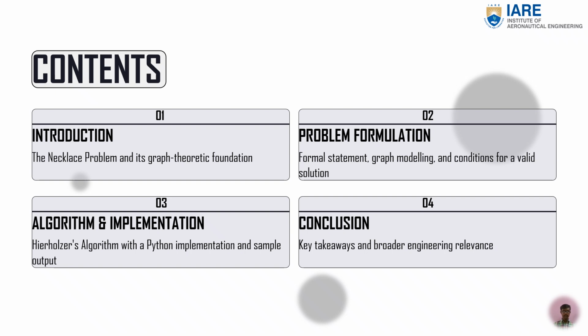So first of all, let's go through the contents. In the first place, I'm going to explain the necklace problem and its graph theoretic foundation. I'm going to introduce it to you. Next, the formal problem statement, the graph modeling, and the conditions for a valid solution, which all make up the problem formulation. I'm going to explain that. Next, Hierholzer's algorithm with a Python implementation and sample output, the algorithm and implementation. I'm going to explain that. And finally, I'm going to conclude the topic with the key takeaways and broader engineering relevance.